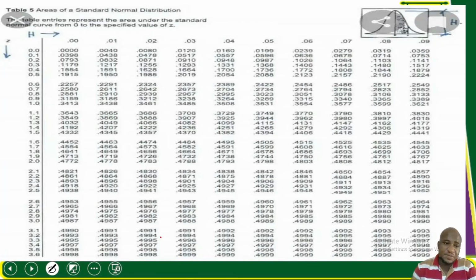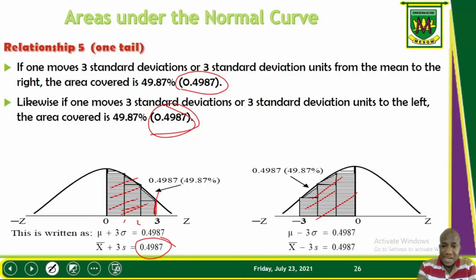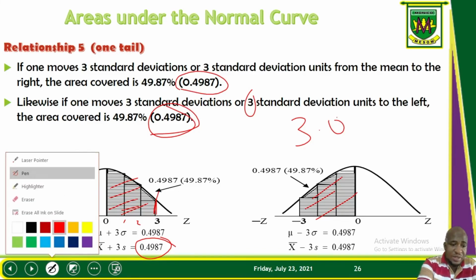Remember I said when the value we are searching for, the standard deviation units, is either in 1 decimal place or 2 decimal places, because the 3 standard deviation units can be written as 3.0, it still falls within the category I just mentioned. So we can get this from the table directly.